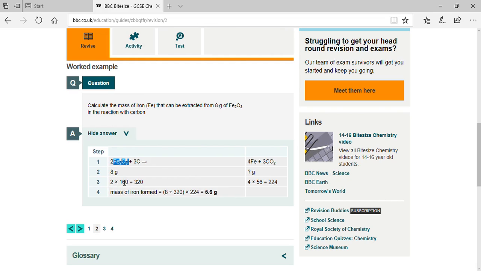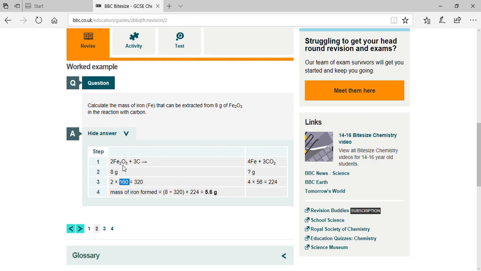Yeah. Here, beta, 160. That is your formula mass of Fe2O3. Fe, I think that's 56 or 57. That's formula mass. And 56 multiplied by 2, plus 16 times 3.